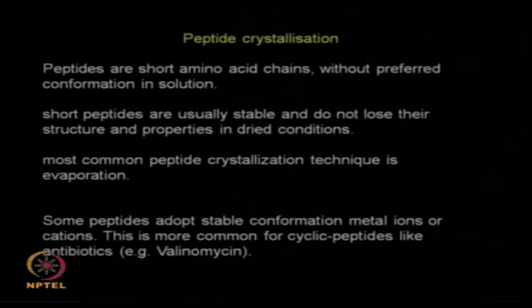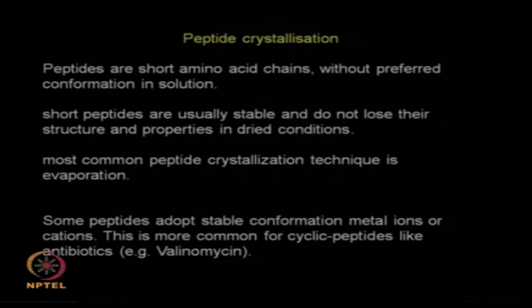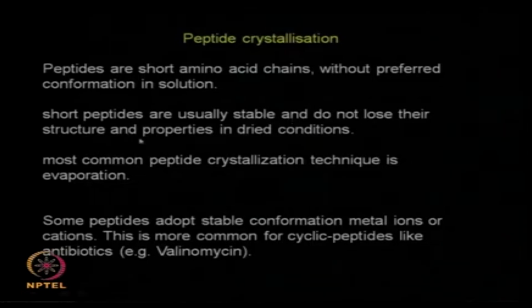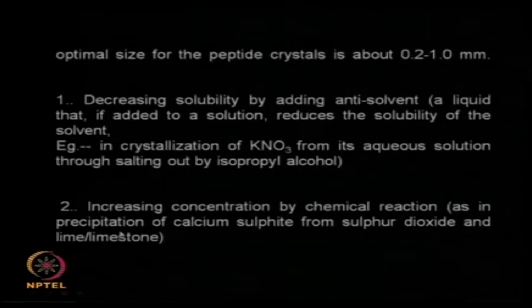Peptides can be crystallized. As you know, peptides are short amino acid chains and they do not have any conformation like protein, so they are quite stable, they do not lose their structure and properties in right conditions. So generally how do you crystallize this? By evaporation. So we raise the temperature, so the solvent evaporates. Some peptides adopt stable conformation with metal ions or cations, like cyclic peptides such as antibiotics and so on actually. So the optimal size for peptide crystals is 0.2 to 1 mm.